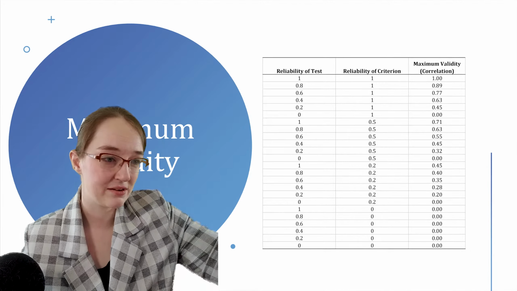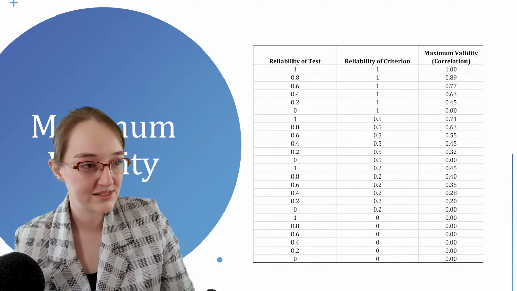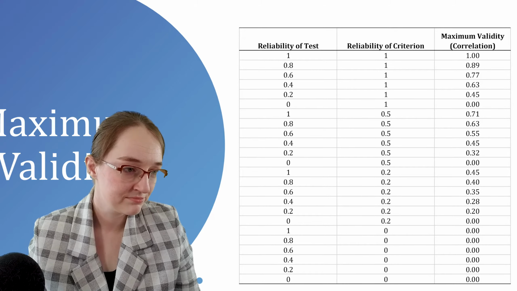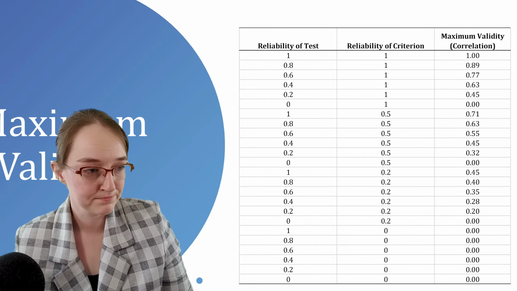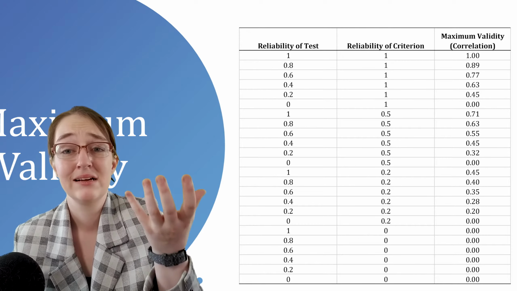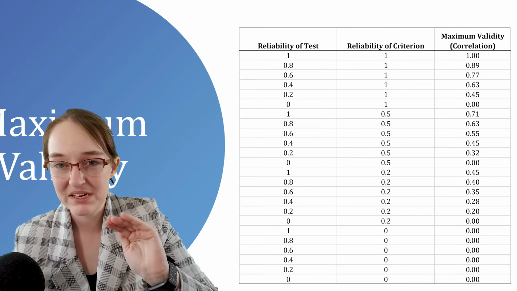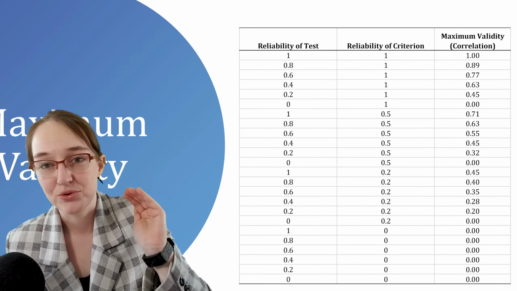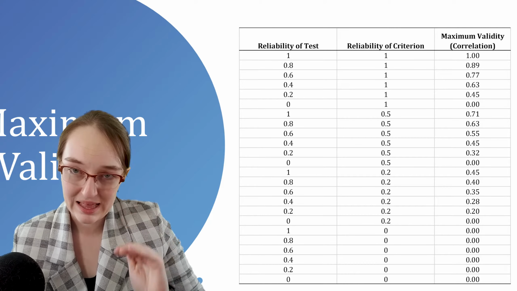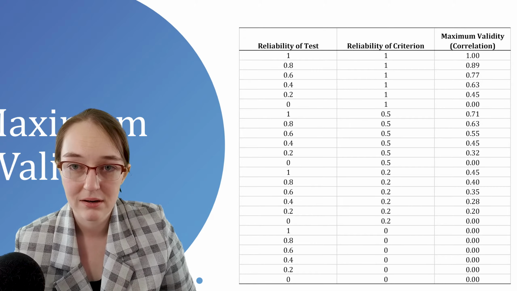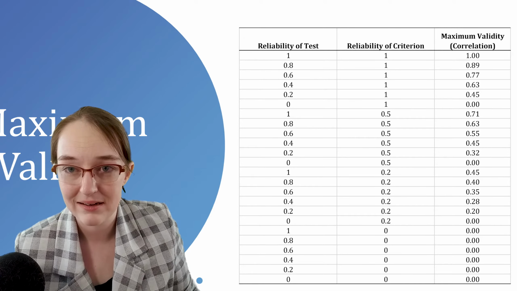So I've produced a table here to help you wrap your minds around this idea. Think about it deeply, because essentially reliability is the limiter for validity. If you do not have a reliable test, you can't have a valid one, because there's no way to demonstrate it.